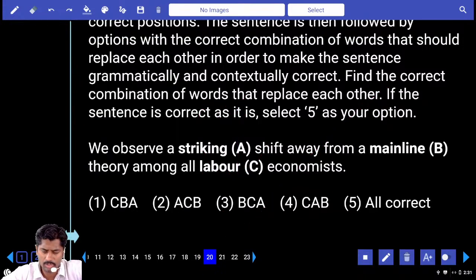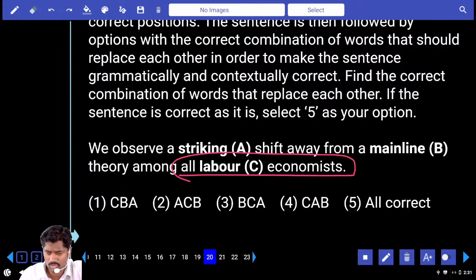We observe a striking shift, a mainline shift, a labor shift. What will come? Let's check next. Away from a mainline theory is okay. Among all labor economists or striking economists or mainline economists? Labor economists untara? C lo change kavalsinde. So striking economists or mainline? Labor ikkada vastundo chuddam. We observe a labor shift away from mainline theory. Mainline theory nunchi labor shift ayindi among all striking economists. So CBA, first option.